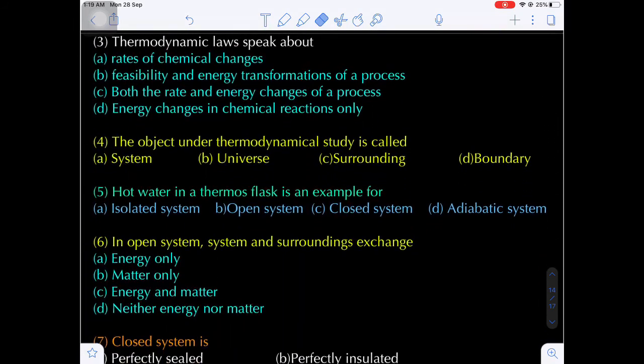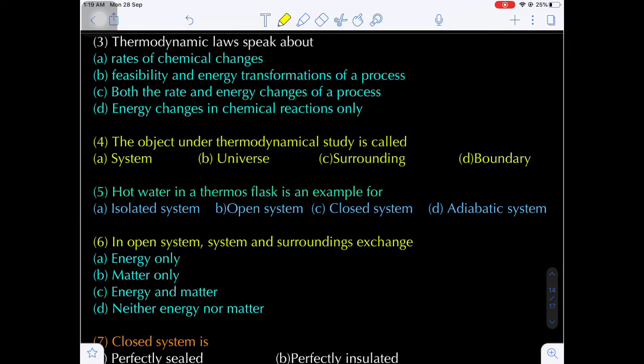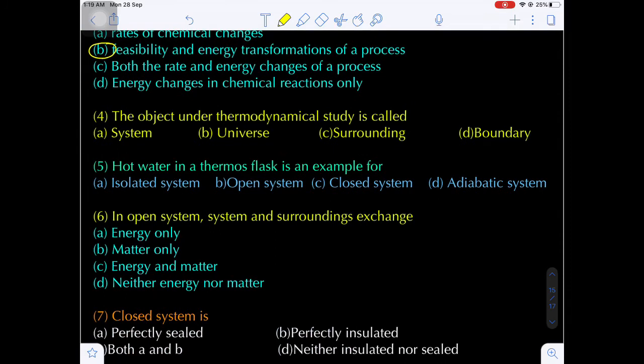Okay. Now come to some questions given here. The first question: thermodynamics speaks about rate of chemical changes? No. Feasibility of a reaction and energy changes of a reaction? Yes. Option B is the correct one. Okay. Next question, the object under the thermodynamic study is called what? System.